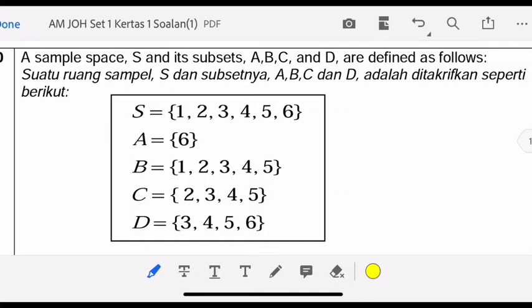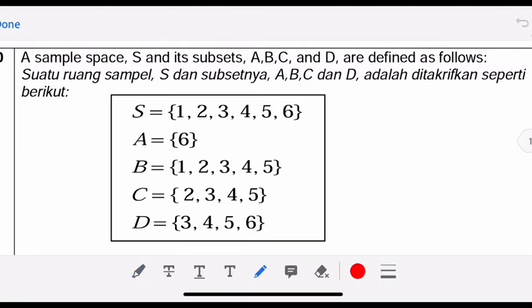Hi guys, today I would like to discuss this question number 10. Alright, let's go through the question carefully.